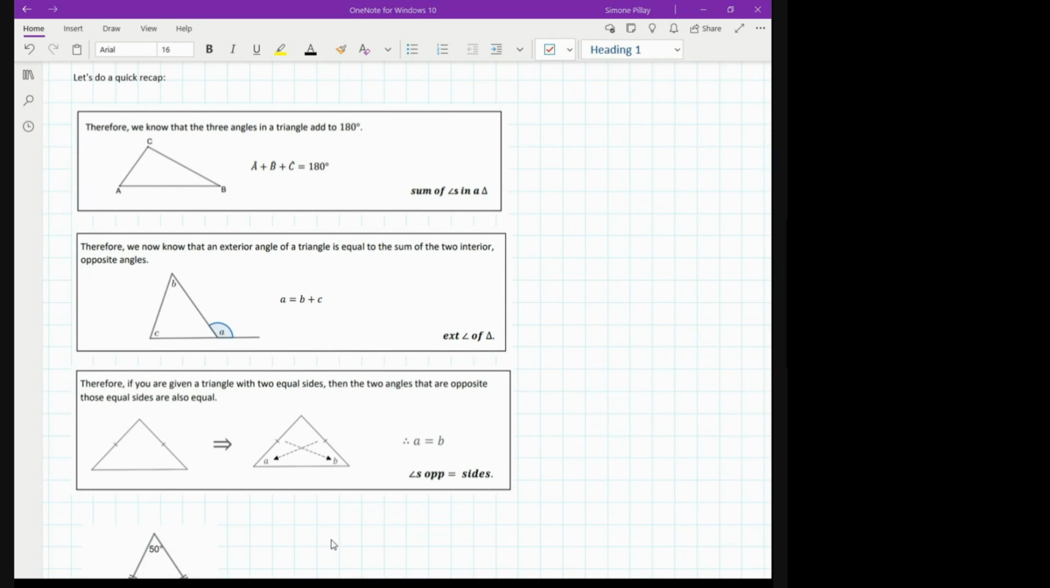Okay. So we're doing a recap. We're continuing with geometry of 2D.